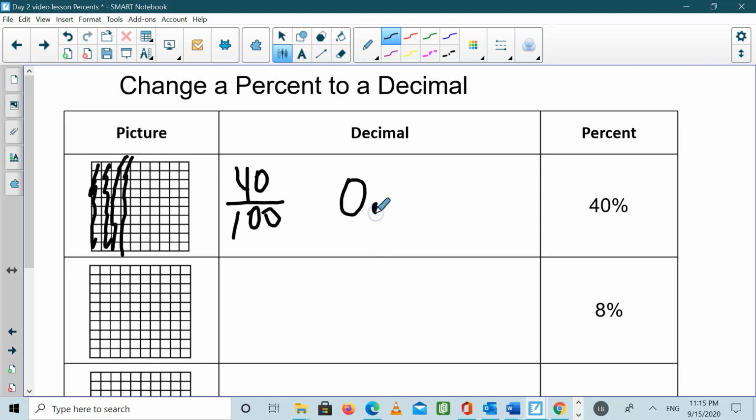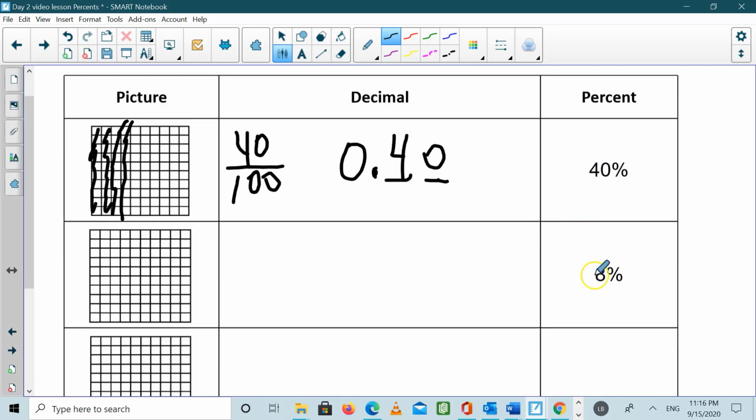So there's my 0. I don't have any whole numbers. Tenths, hundredths, right? So I need to have my last digit in the hundredths place. 40 hundredths. So read that decimal. 40 hundredths. What's this fraction? 40 hundredths. And then the percent is 40%, 40 out of 100.